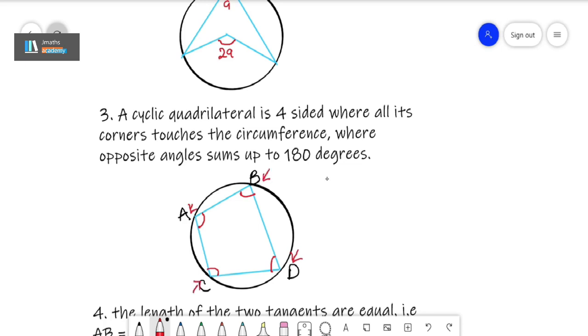And we can see that angle A here is opposite to angle D, and angle B here is opposite to angle C. So if we have an angle of 90 degrees here, we equally have 90 degrees here to sum up to 180. If we have an angle of 120 degrees here, we'll have 60 degrees here to sum up to 180. Let's move on.